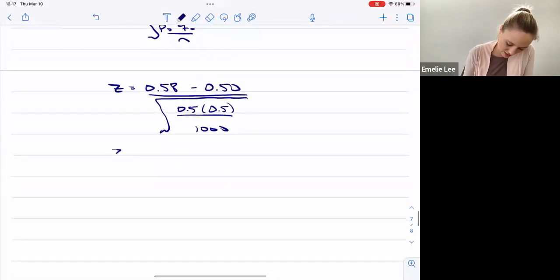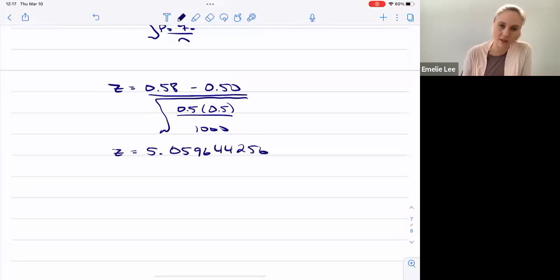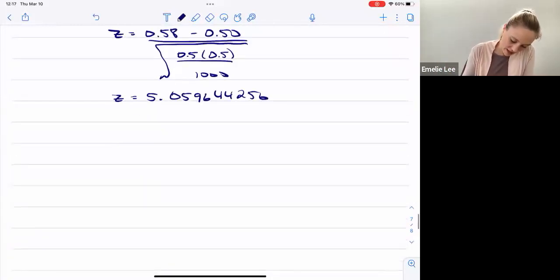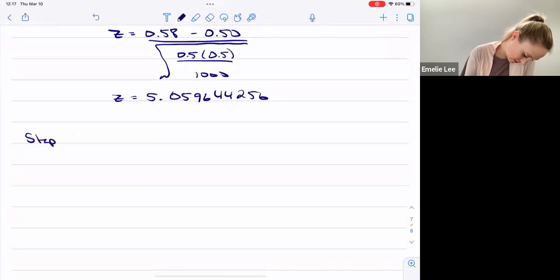I get a Z of 5.059644256. I would round it to 2 decimal places if I was using the Z table, but in this case, I already know my Z table ends at 3.49, so there's not a lot I can do here. But step 3, find the p-value.